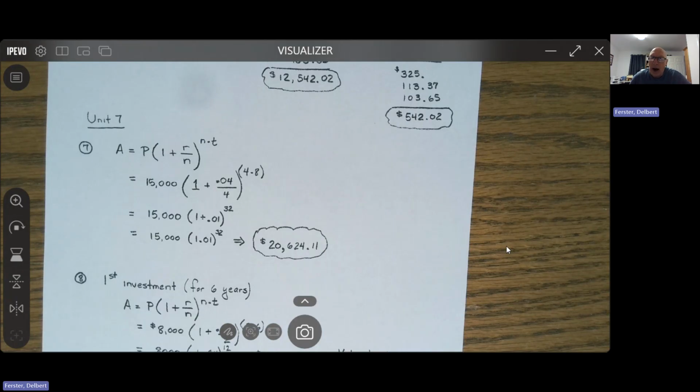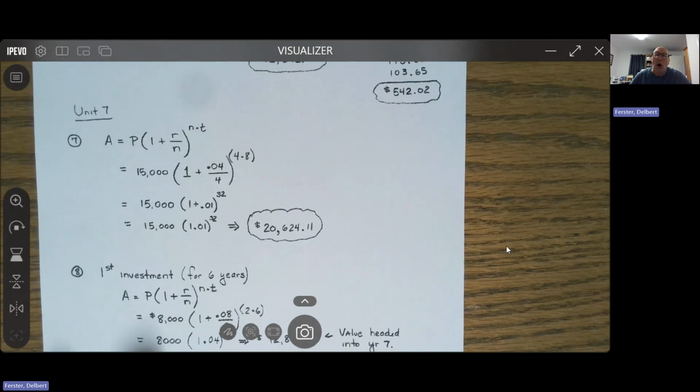So straight plug-in line, 15,000 going in for P. R at 0.04, 4 as a value for N because of the quarterly compounding. And that really means 32 compounding periods, 4 times 8. So again, calculator run, don't round until the final answer. Let it all flow through, and you're going to find at the end of those 8 years, his original $15,000 investment is worth $20,624.11. Problem 7 done and in the books.